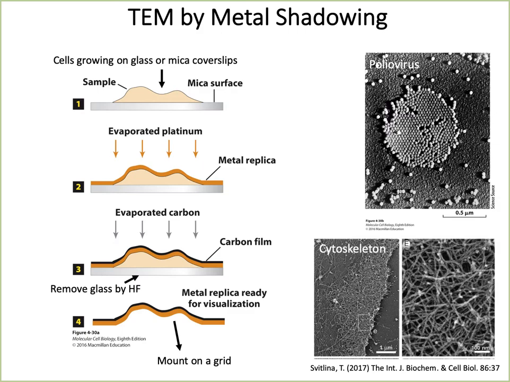So here is another technique which we call transmission electron microscopy for metal shadowing. So here you take a glass or a mica surface and you have a sample. And this could be a virus, this could be a cell.